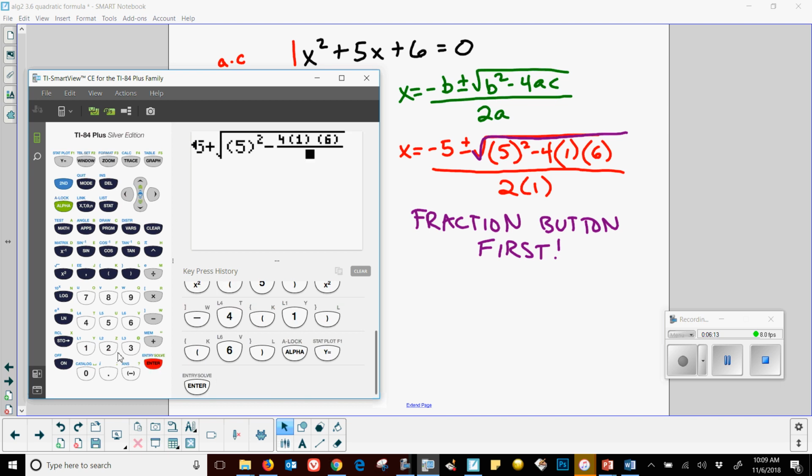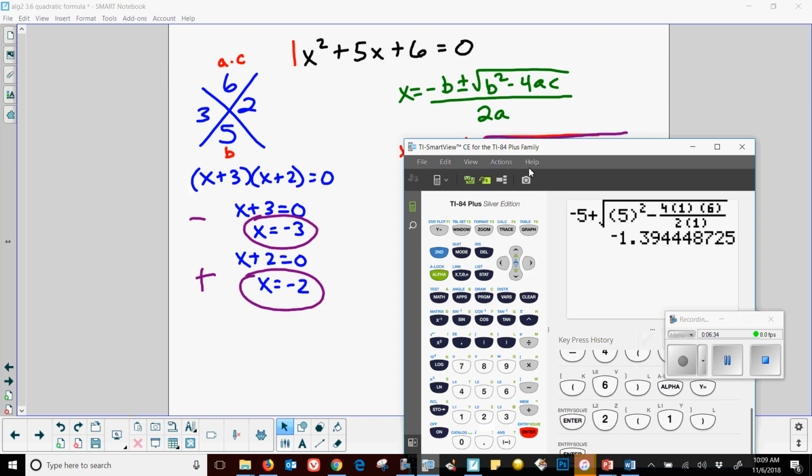Fraction all over 2 times 1. Now you can already see that this does not look right. I got this kind of fraction here at the end, and that's not good. I really need all of this to be over 2a. So this is no good, because we should be getting like a negative 2 or a negative 3, which is how we solved it by hand, and we're not.